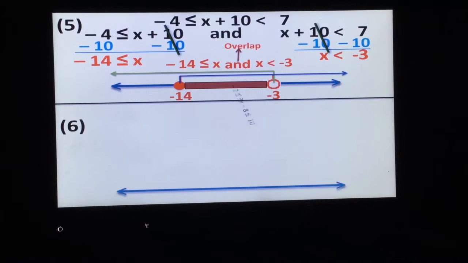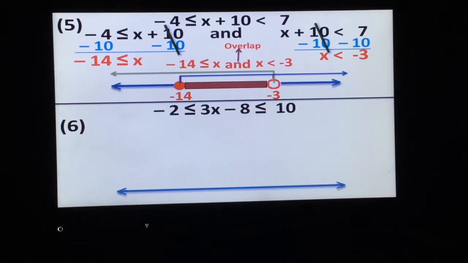Alright, here's number 6. Let's go ahead and write this down. We have -2 is less than or equal to 3x minus 8, which is less than or equal to 10. You know that this is an AND problem because it's merged. I want you guys to go do this one totally on your own. So you need to split it, solve it, and graph it. Go ahead and do that right now.